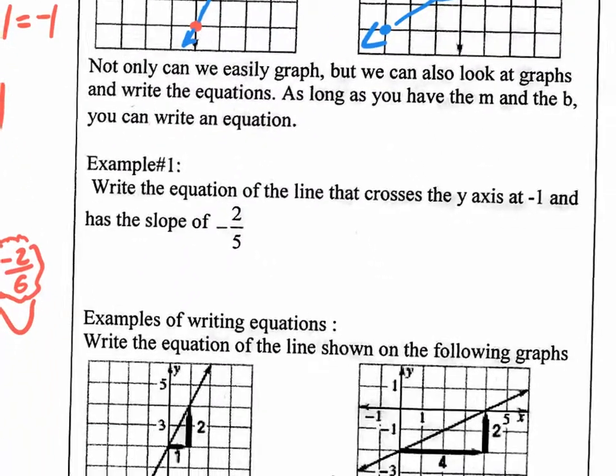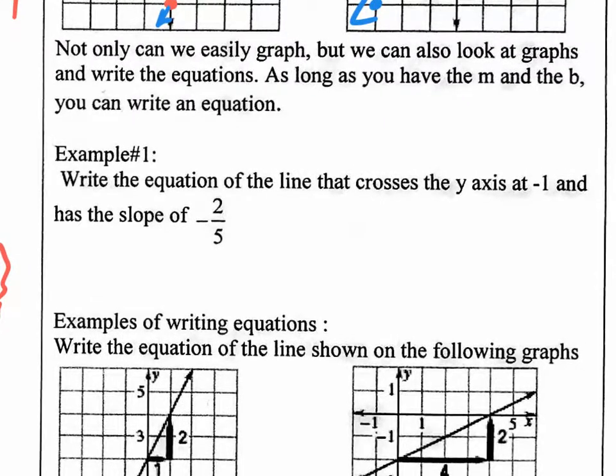So down here, continuing where we left off, not only can we easily graph, but we can also look at graphs and write the equations. As long as you have the m and the b, you can write an equation in slope-intercept form. So check this out.